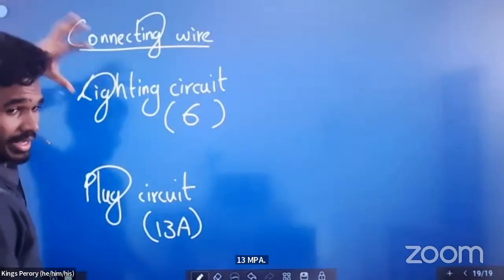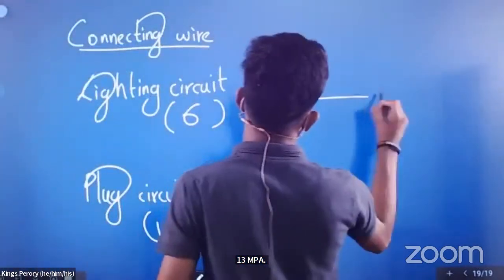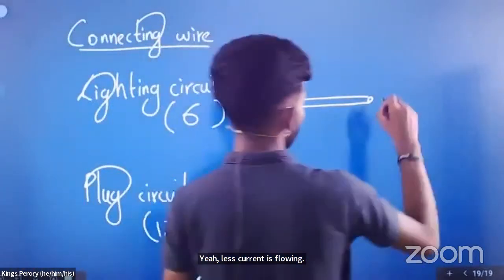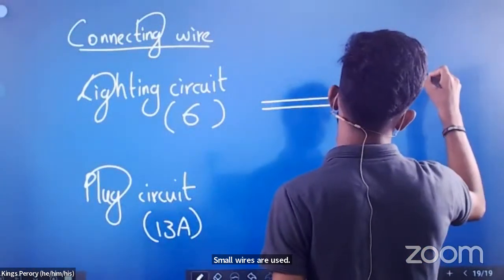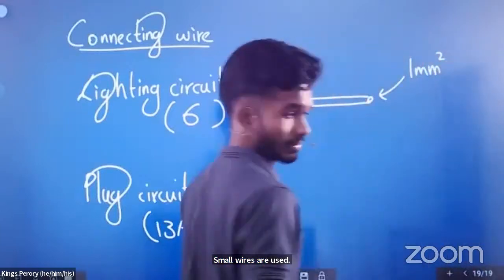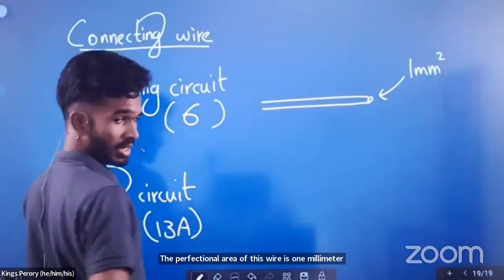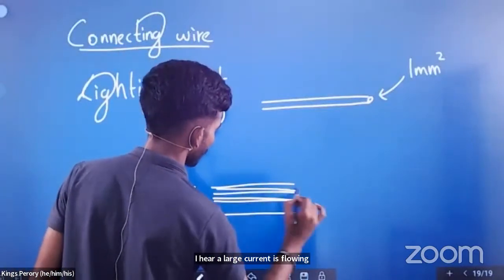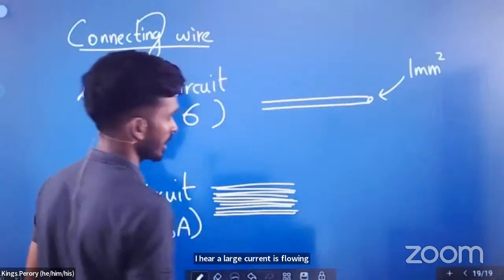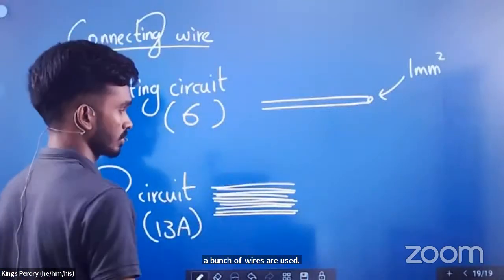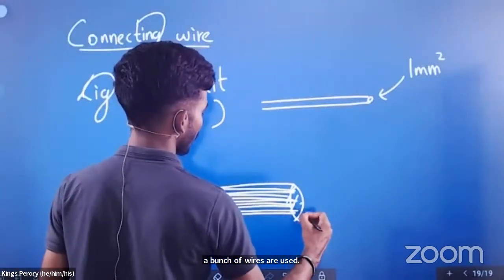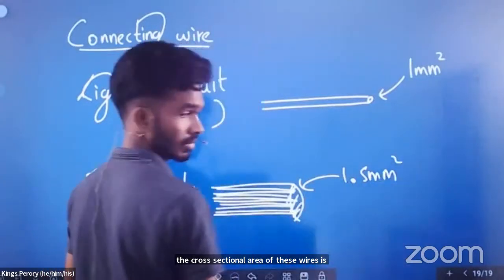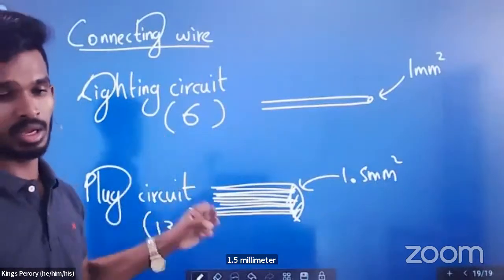Here less current is flowing. Small wires are used. The cross-sectional area of this wire is 1 millimeter square. Now here large current is flowing. A bunch of wires are used. Altogether 7 wires will be there as a bunch. The cross-sectional area of these wires is 1.5 millimeter. Small current, small wire; big current, a bunch of wire.